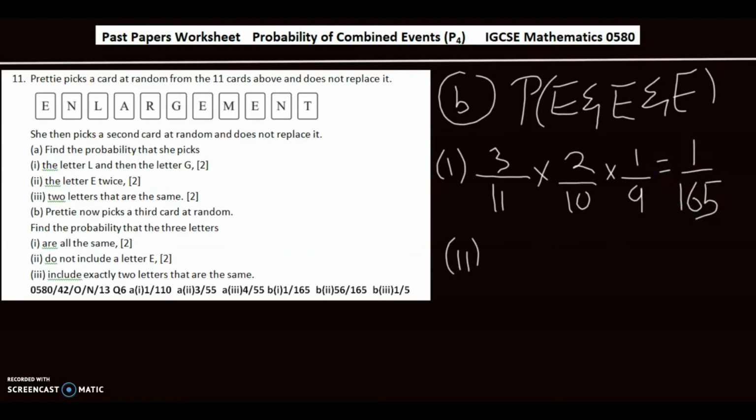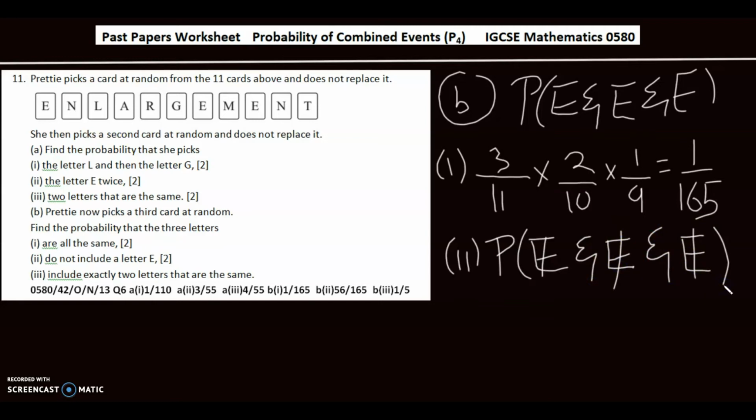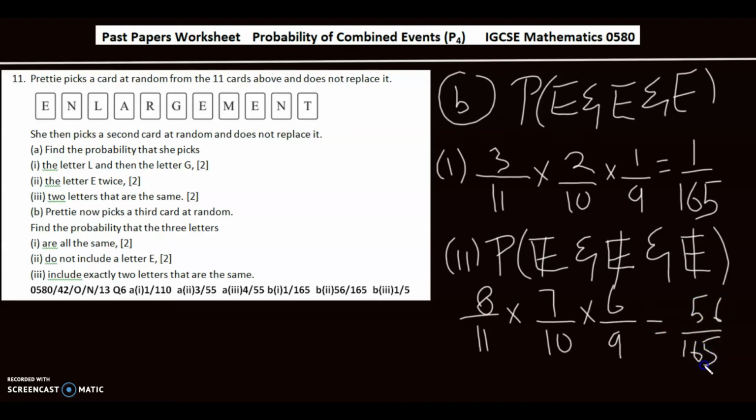Part 2, do not include the letter E. So I'm finding probability of not getting E in the first draw, then again not getting an E, and then not getting an E again. So what's the probability of not getting an E? So I see 3 E's. That means I have 8 not E's. Yes, so 8 upon 11 times, again not getting an E, 7 upon 10 times 6 upon 9. This should give the answer 56 upon 165.